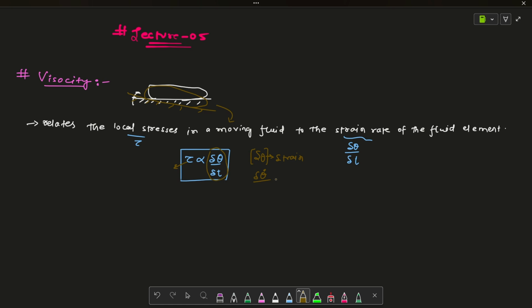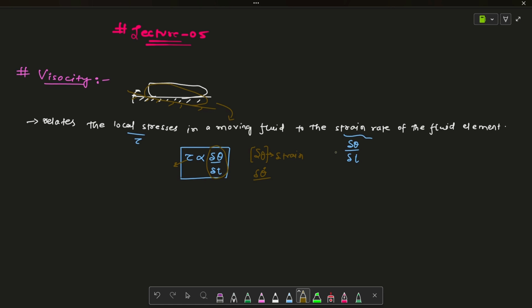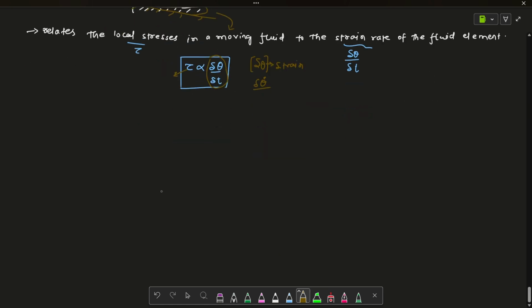I'm drawing the diagram and you will get to know how delta theta is denoted here. Okay, so for example, let's say this is any fluid element.